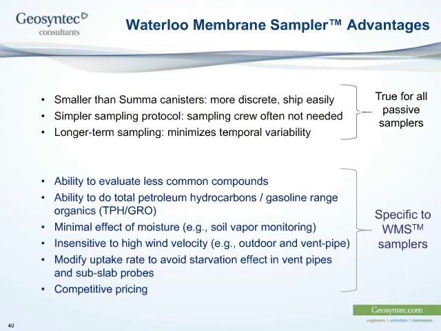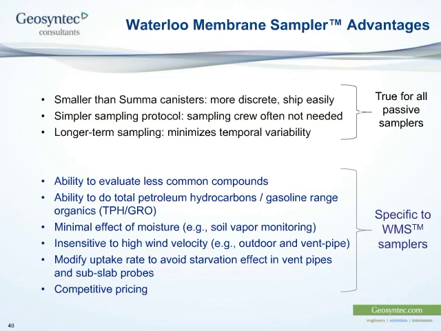All passive samplers have a few advantages over conventional samplers. The Waterloo membrane sampler has a few specific advantages over other passive samplers, and that is that it can be used to evaluate less common compounds. The uptake rate of the sampler is proportional to their elution time in a chromatography analysis, and they don't need to be calibrated with individual chamber tests as a result.